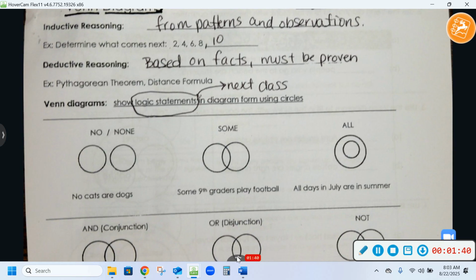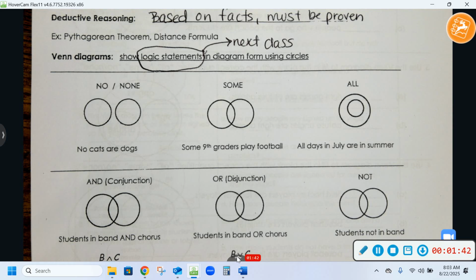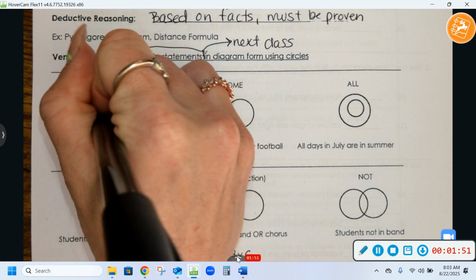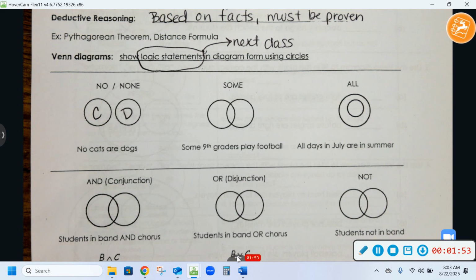Okay, Venn diagrams. These are easy ones. They're doubles, so let's just make sure we understand. The very first thing always that we want to do with a Venn diagram is label it before we do anything else. So no cats or dogs. So that's how that would look. Easy enough.